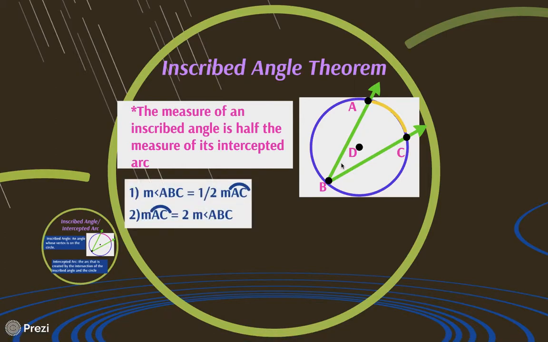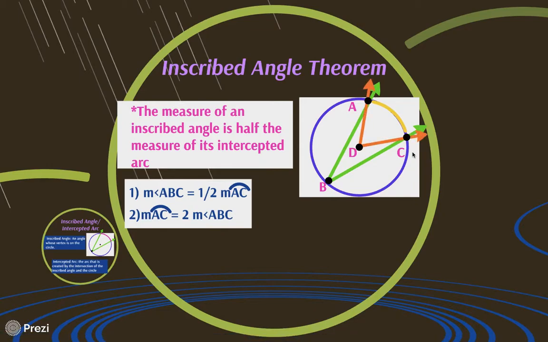Guys, and then you could also reverse that process. If you know the measure of the inscribed angle, if you double it or multiply it by 2, then bam, you'll get the measure of the intercepted arc. Like in this picture, angle ABC equals half the measure of the intercepted arc AC, or the other way, the measure of arc AC equals 2 times the measure of angle ABC, which is the inscribed angle. Wowza, right? Am I right?